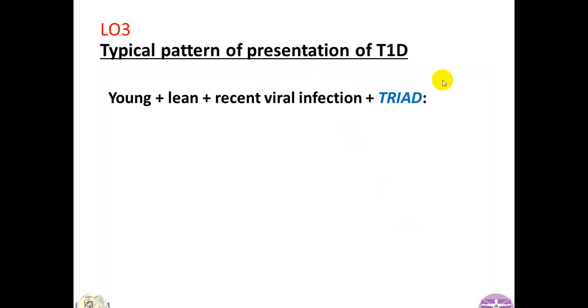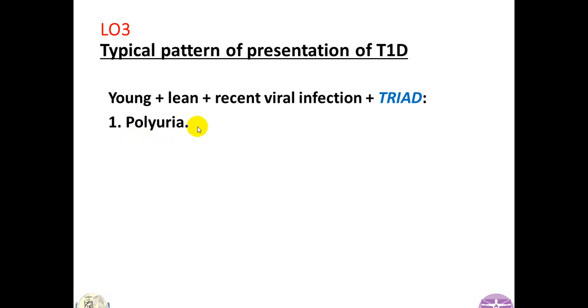So what is the typical pattern of presentation of type 1 diabetes? As we said, usually the patient is young, thin or lean, with a history of recent viral infection or a stressful situation, plus the triad. Triad means three important things. Number one, polyuria. So the patient will come to you complaining of polyuria, and by polyuria, we mean passing a large amount of urine.